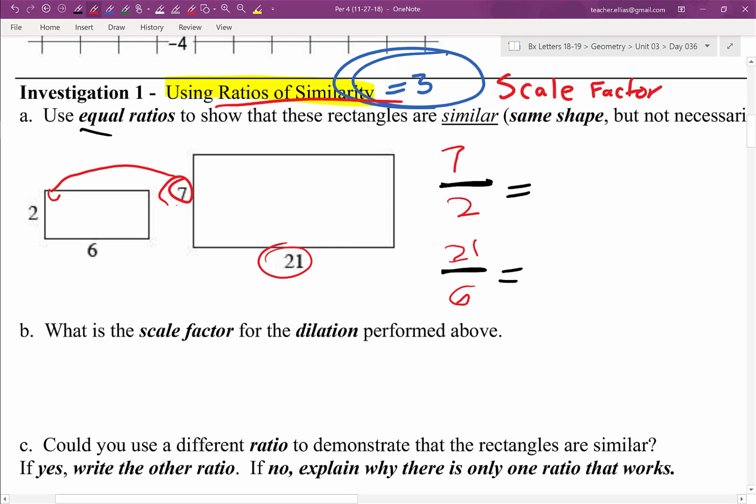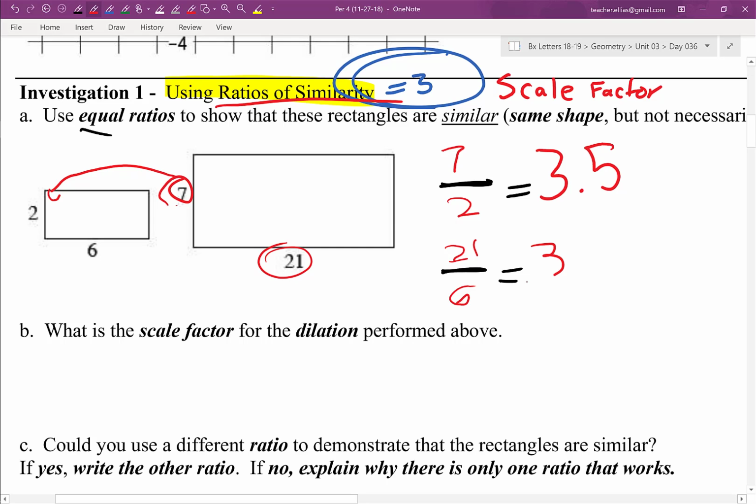What else do? All right, I'm going to do the first one, you're going to do this one. So I know 7 divided by 2 equals 3.5. Now do this one. 3? You think so? Just do 21 divided by 6.